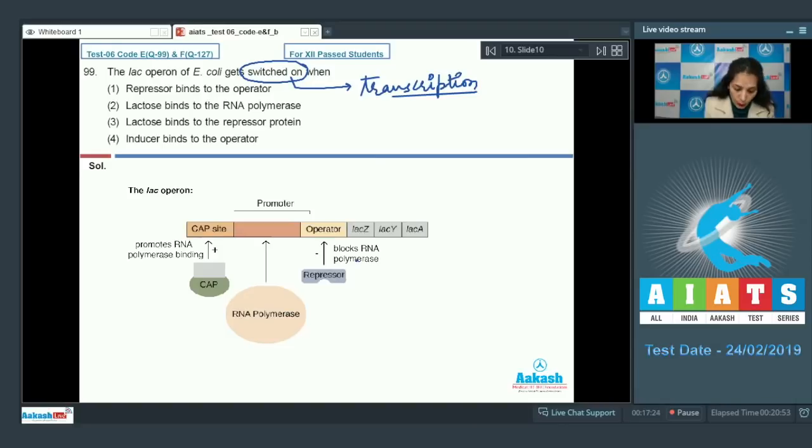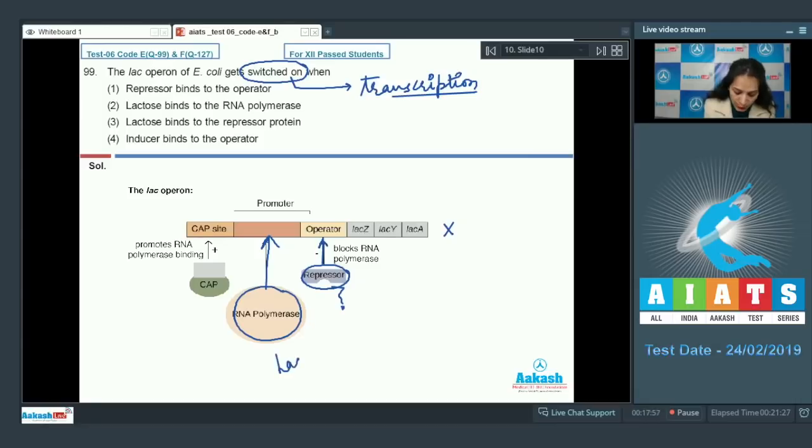Transcription can be on when this RNA polymerase binds to the promoter. When can this RNA polymerase bind to the promoter? Just you have to find out. The I gene, which is a constitutive gene, synthesizes repressor protein. Repressor protein binds to the operator, and then there is no synthesis of the enzymes. So this time this lac operon is said to be switched off. So you have to control this repressor anyhow.